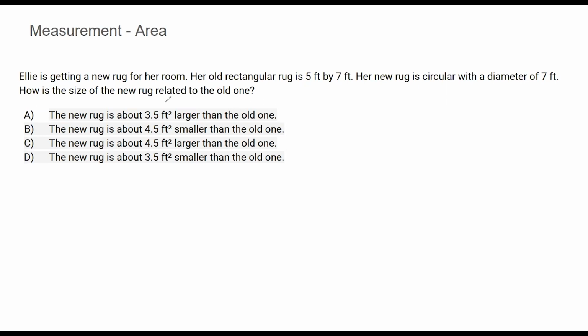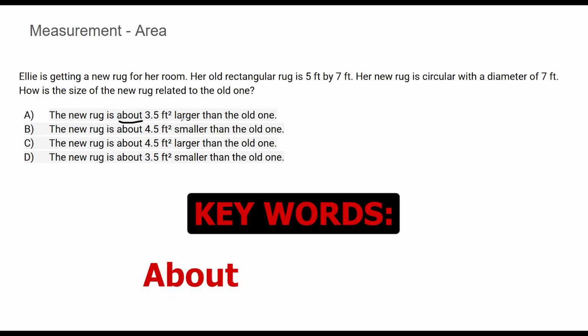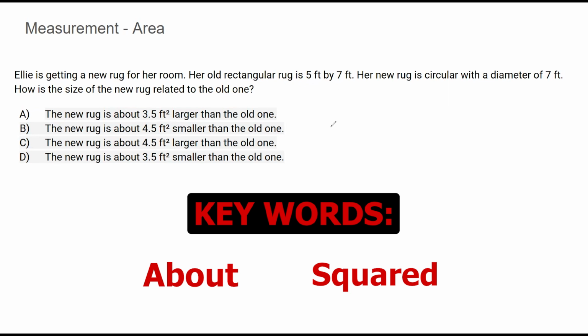So there are some keywords here. Number one, the word about is key. That means you don't have to be exact, just about. And these numbers are probably not going to be exact. The other key thing is the second power, squared, means you're looking at area. So you've got to find the area for each.